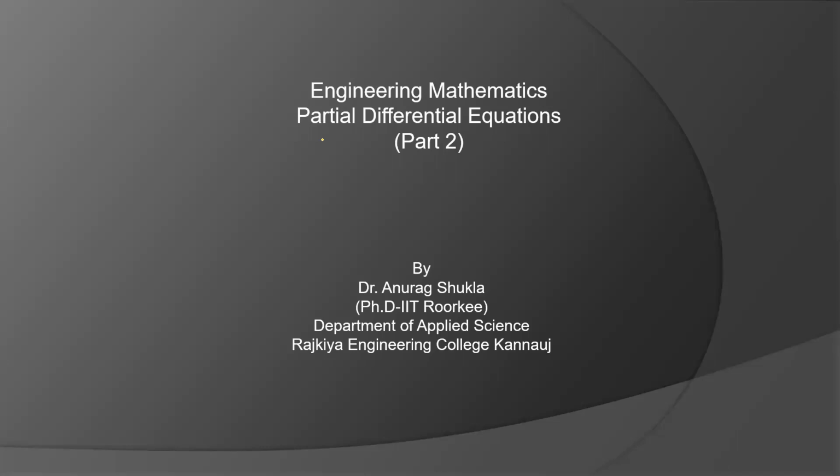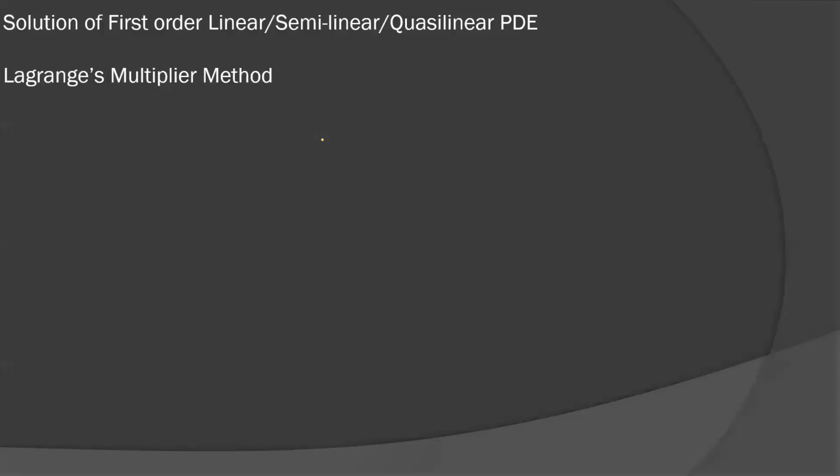In part 1, we covered what is a partial differential equation, what is the first type of partial differential equation, and how to classify the first order PDE. We also saw how to find a partial differential equation by eliminating arbitrary variables and arbitrary functions. Today we will see how to find the solution of first order PDE, so the solution of first order linear, semi-linear or quasi-linear PDE.